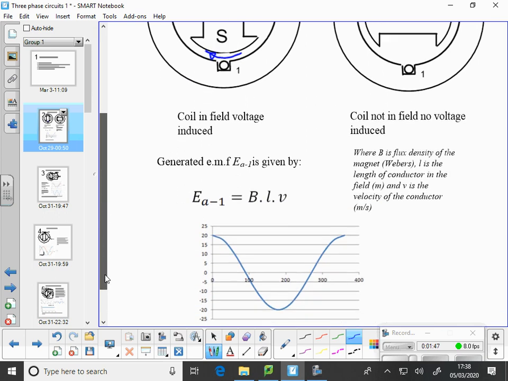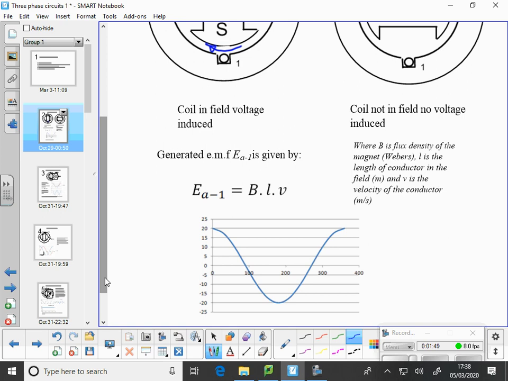So, the generated EMF is given by E equals B times L times V. B is the magnetic flux density, L is the length of the conductor in the field, and V is the velocity across the conductor. So when the coil's not in the field, there's no voltage induced.